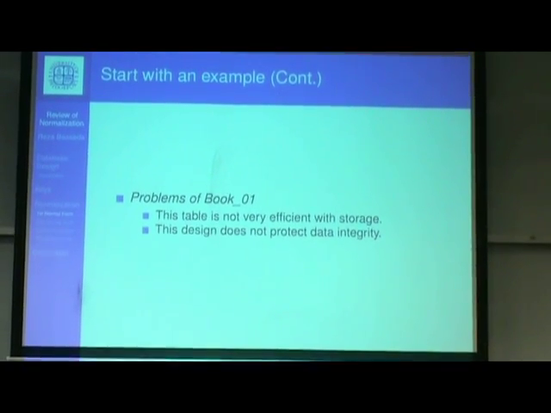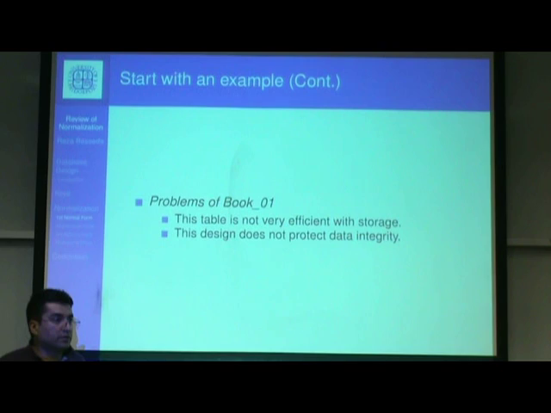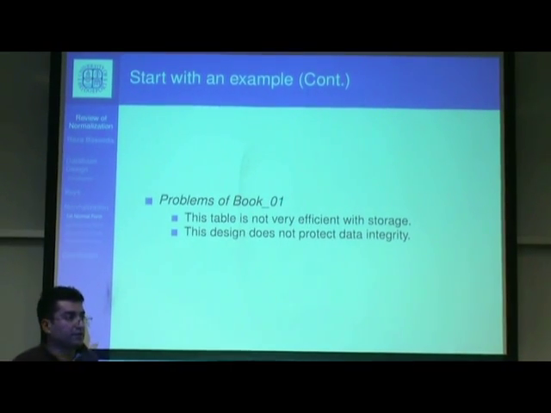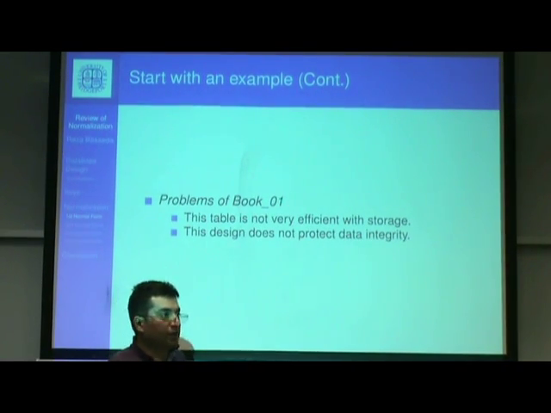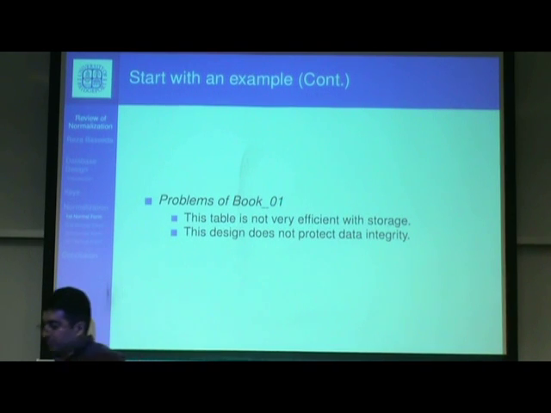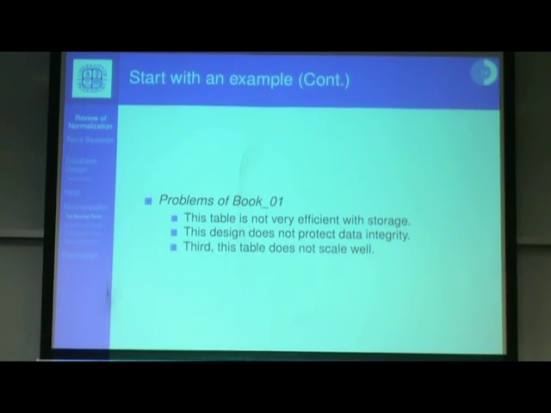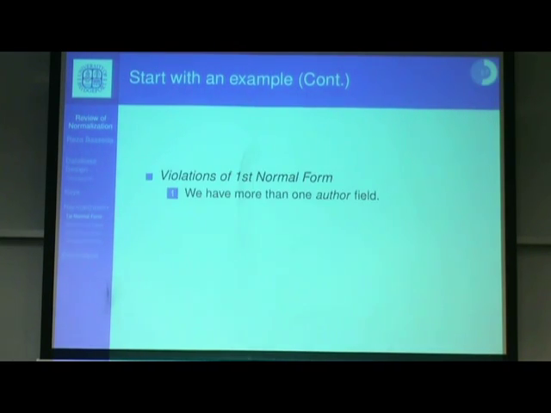Okay, and the design does not protect data integrity. You mentioned the complexity is getting higher, right? Yeah. The complexity is also getting higher, and the table, as your friend told, is not scaling well. If you add more students, more books, then this table with this variable-size record and this structure is not a good table to scale up.